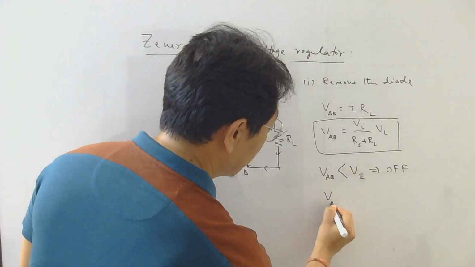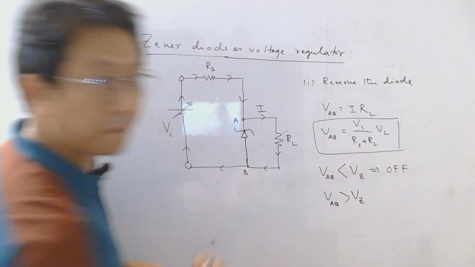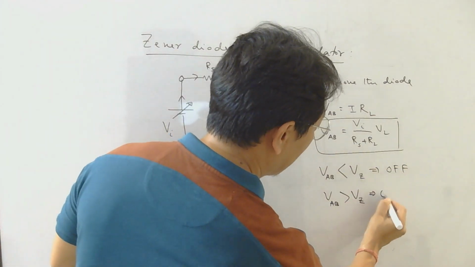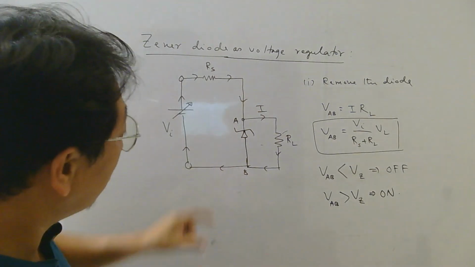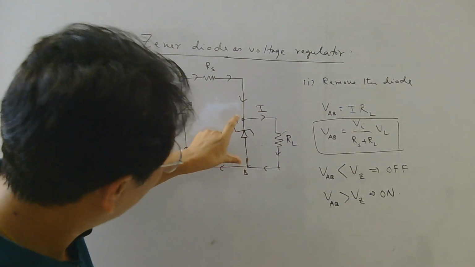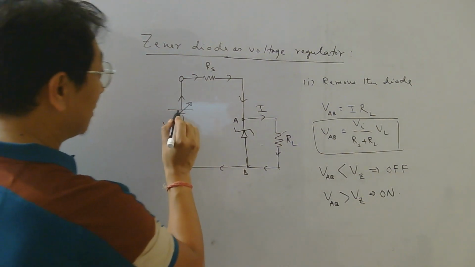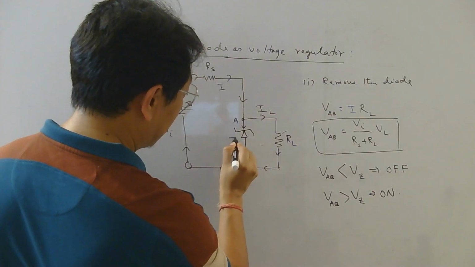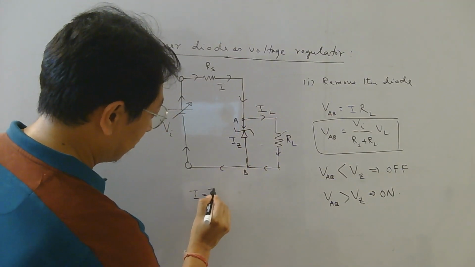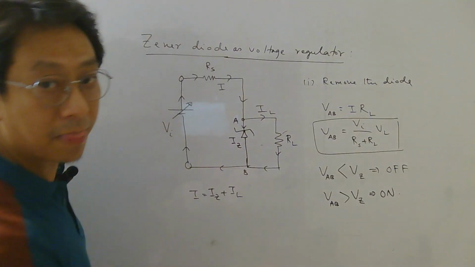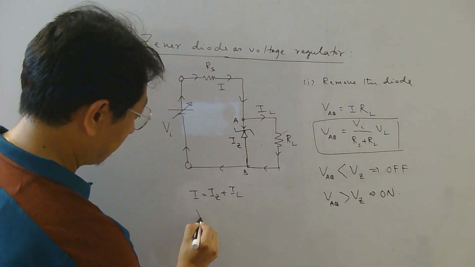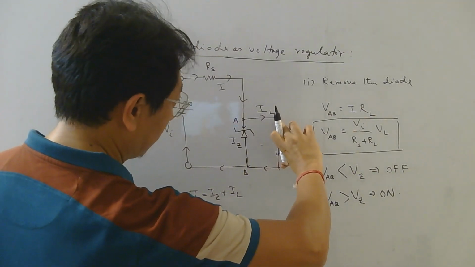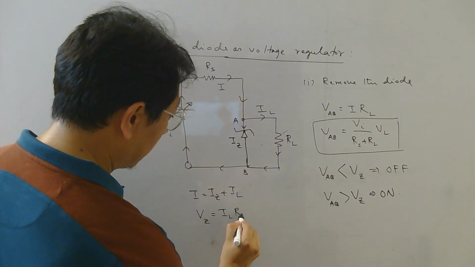But if the voltage here is greater than Vz, then we know that the diode will be in what state? On state. So now, though the current here can change, the voltage here cannot change. This current I will divide. Let's say here the current is IL and here the current is IZ. So I will be equal to IZ plus IL, and output voltage here will remain constant at Vz. So Vz will be your output voltage, which equals IL into RL.